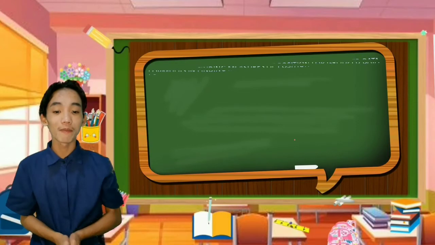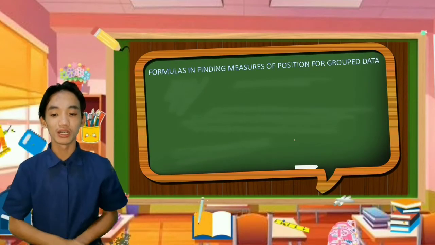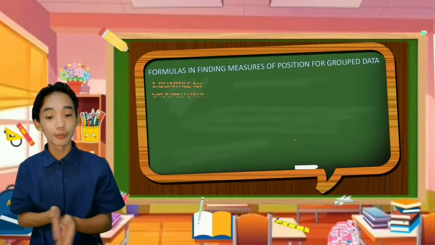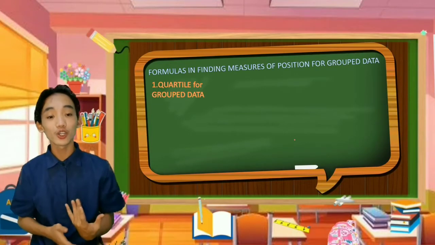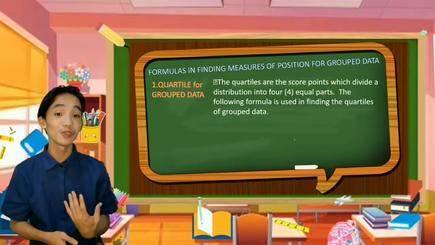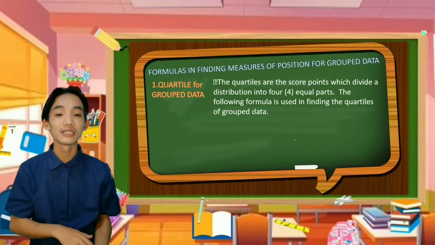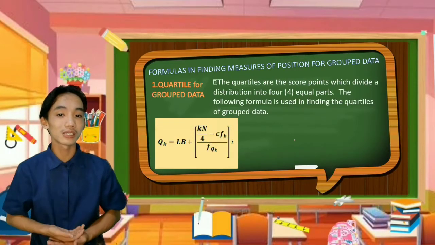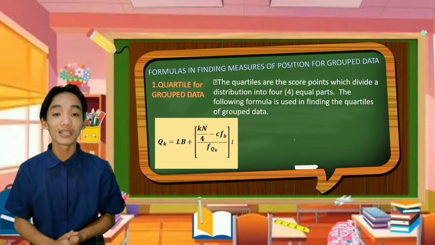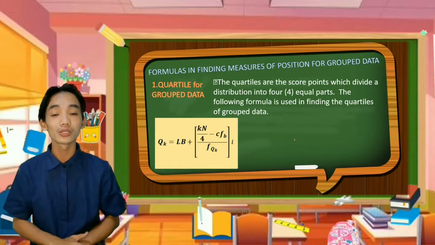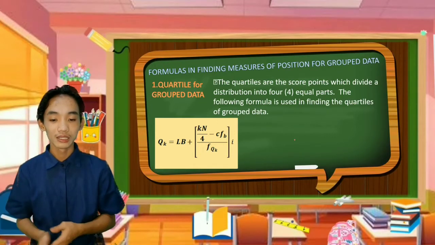Formulas in finding the measure of position for the grouped data. The quartiles for the grouped data. The quartiles are the score points which divide a distribution into 4 equal parts. It is just the same as what we discussed in the previous weeks for the ungrouped data, but the formulas that we are going to use are different.